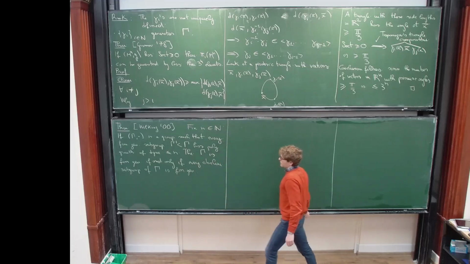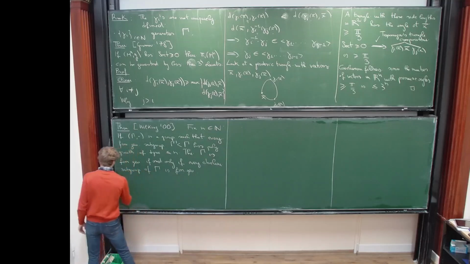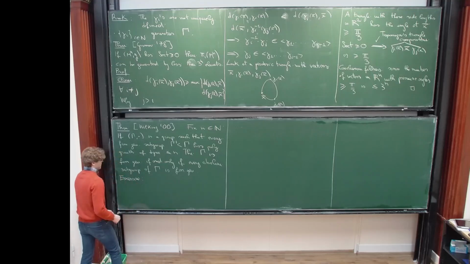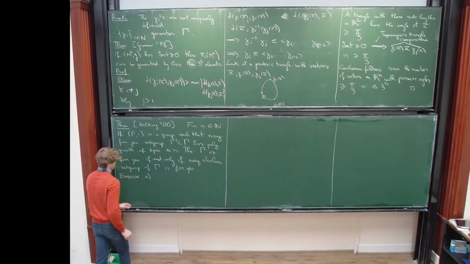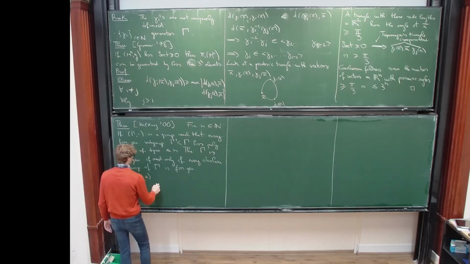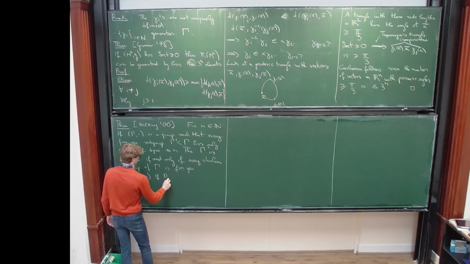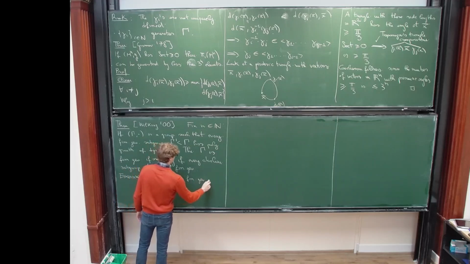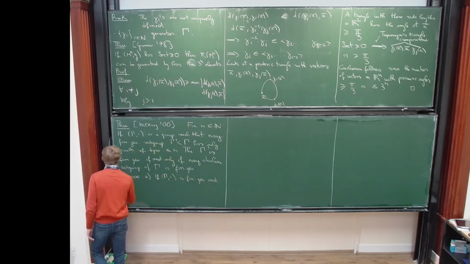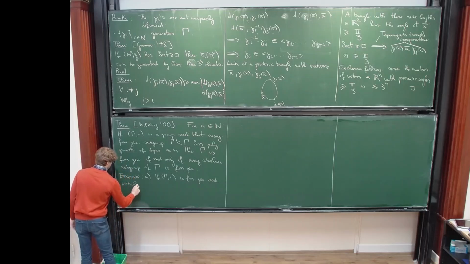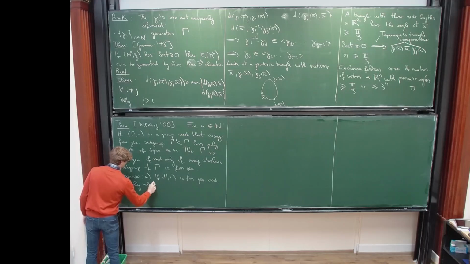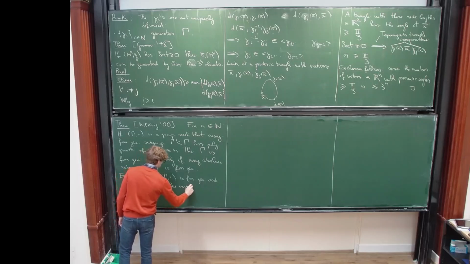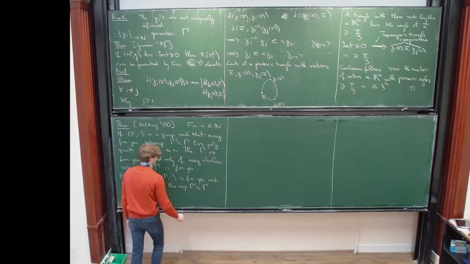The second tool that we're going to need is the content of an exercise that I leave to you. The exercise has two parts. Part A is the part we're going to use. It says that if gamma is finitely generated and virtually nilpotent, then any subgroup is finitely generated as well.